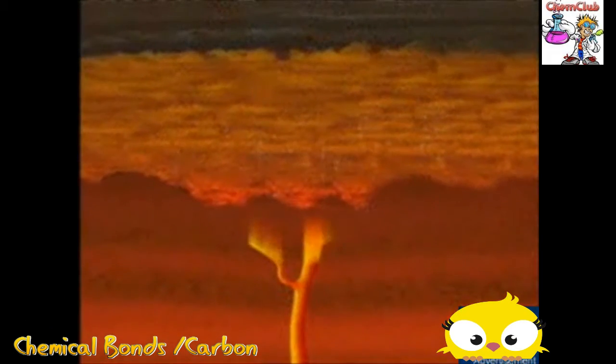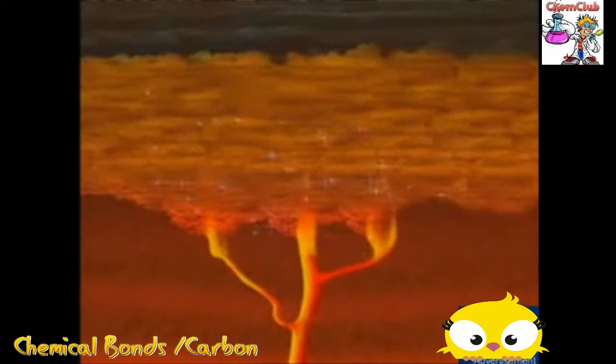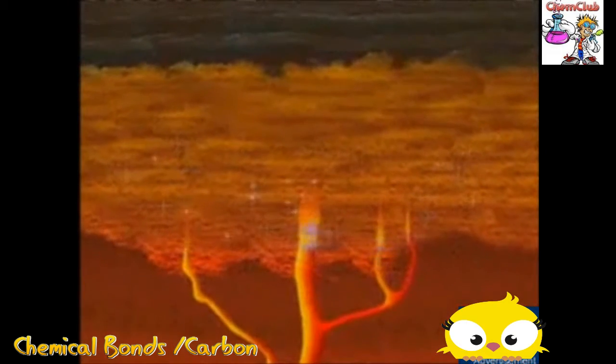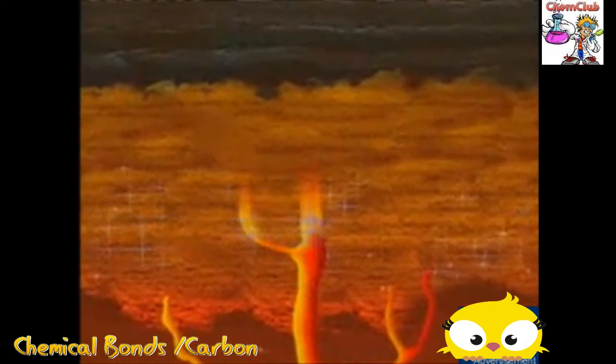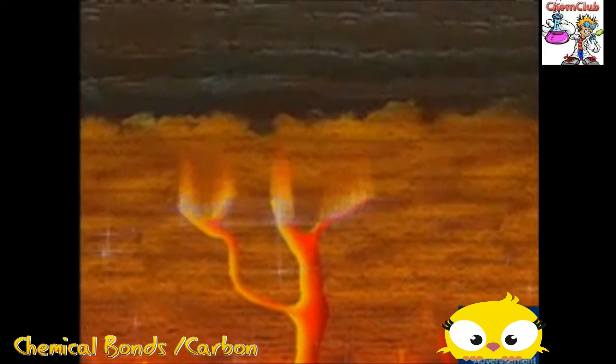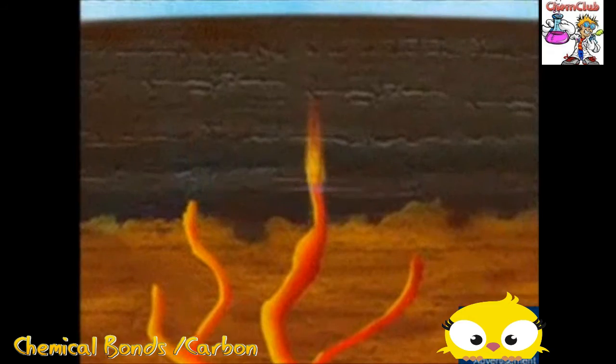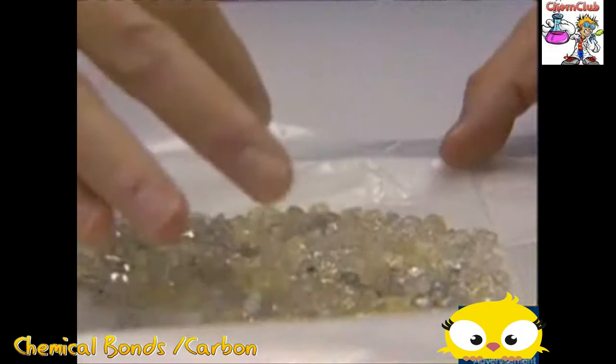Diamonds form about 160 kilometers underground. There, pressure 5,000 times greater than surface pressure, and temperatures over 1,000 degrees Celsius, nearly hot enough to melt iron, cause carbon atoms to form diamond crystals. The beauty and popularity of diamonds make them one of the most well-known forms of pure carbon.